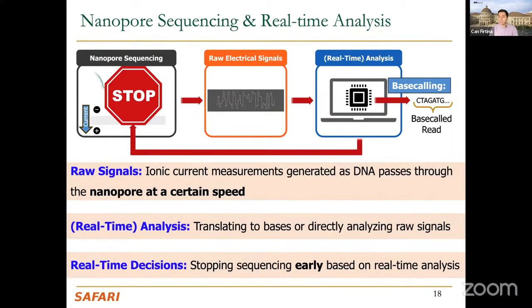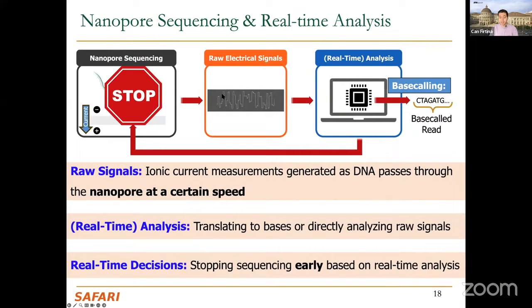So what is real-time analysis? This raw electrical signal is generated in real time at a certain throughput. The throughput is usually around 5,000 current samples per second for each nanopore. So this means that if there is a computational mechanism that can analyze all these 5,000 current samples within a second, then you can do your analysis in real time because you're matching the throughput of the nanopore essentially.